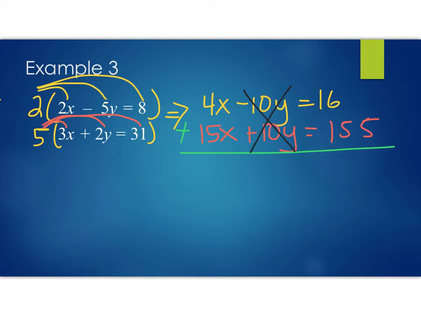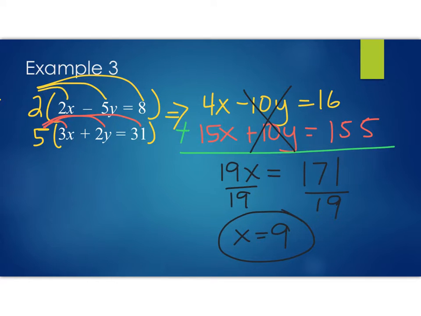Now let's do 4x plus 15x, that's 19x. We already know the y's cancel out. On the other side, we'll get 171. We're trying to get x by itself. Divide both sides by 19. And in this case, x is going to equal 9. Remember, you're not done. Take that x equals 9, plug it back into either equation.